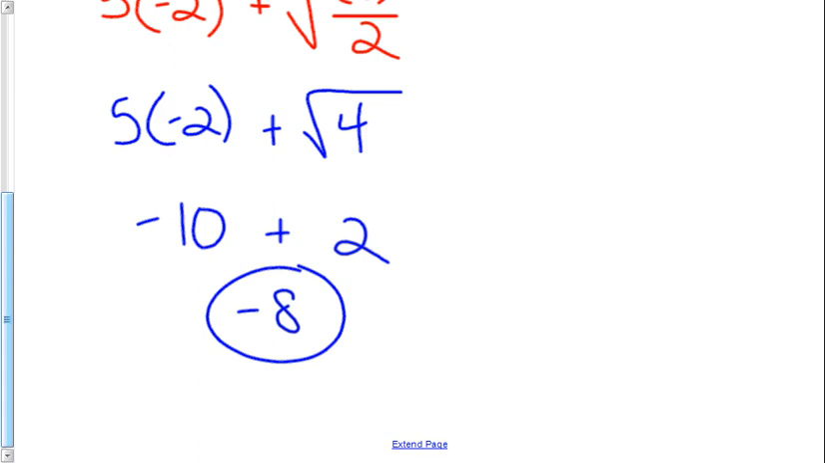Fairly simple process. But key mistakes made are negative mistakes, forgetting to put numbers in parentheses when you substitute. So take your time, follow your order of operations, and you should be in good shape.